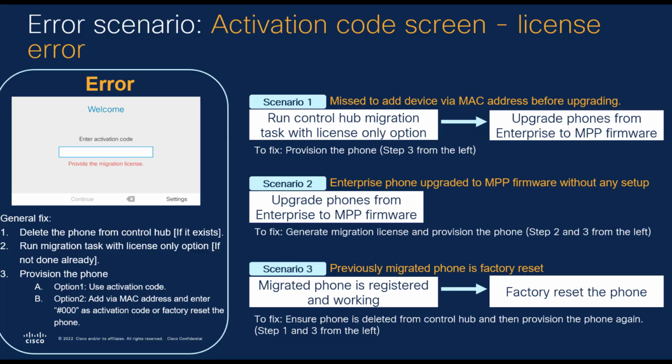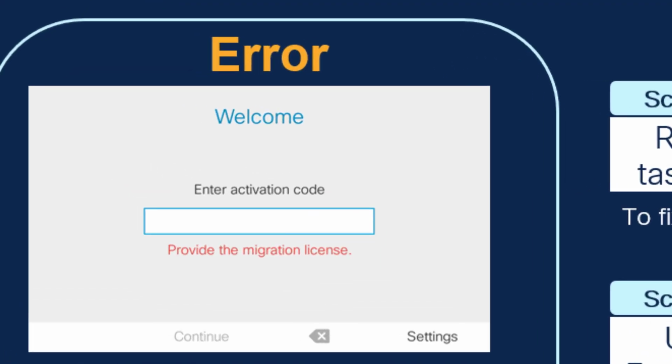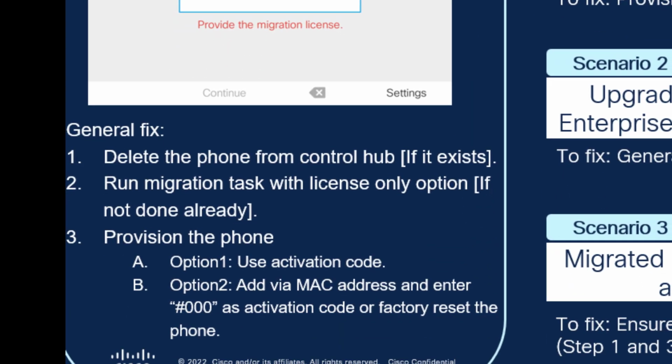So let's talk about some general troubleshooting tips. On the left is an error message that you may see, such as providing the migration license. And the general fix would be to delete the phone from Control Hub, run the migration task with the license only option, and then provision the phone.